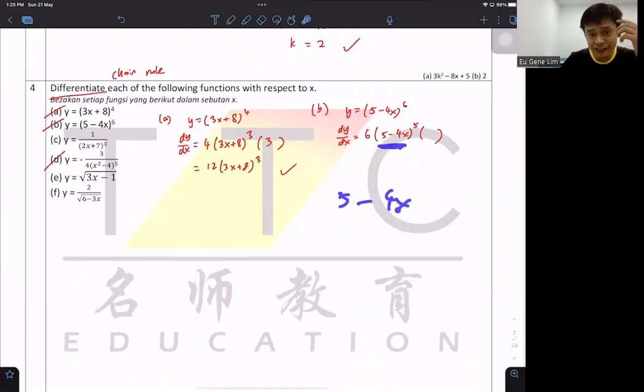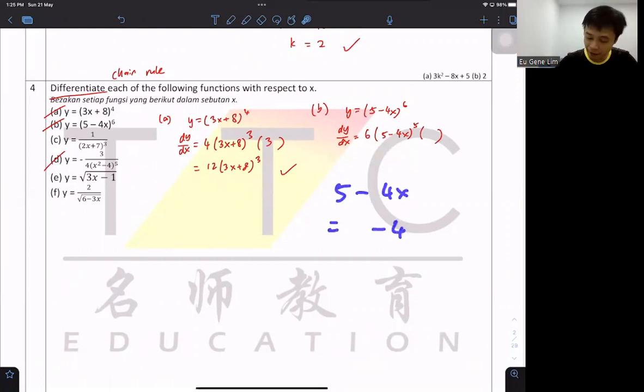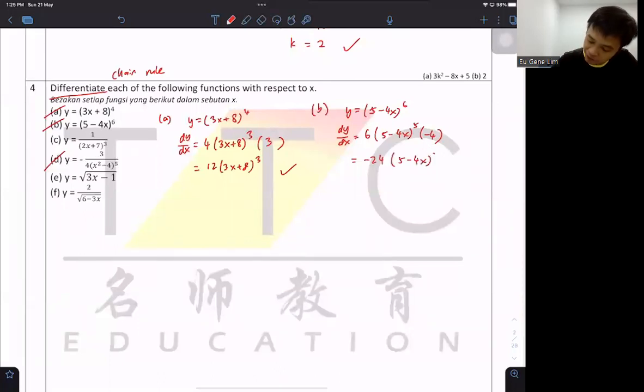5 minus 4x, differentiate become negative 4, right? 5 got no x, so differentiate disappear. But here got power 1, 1 times negative 4 is negative 4. So inside the bracket is negative 4. Then times on, 6 times negative 4 is negative 24, 5 minus 4x power 5. Yeah, that's the answer.